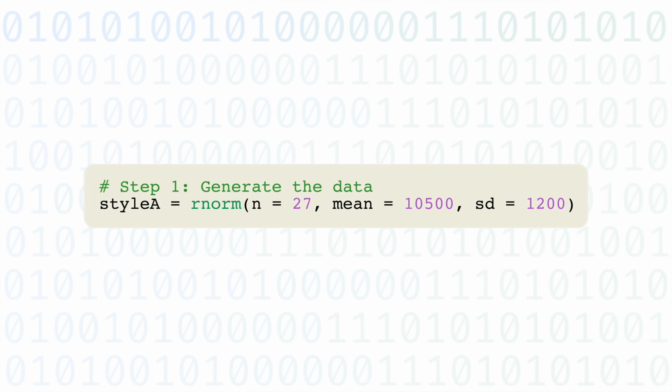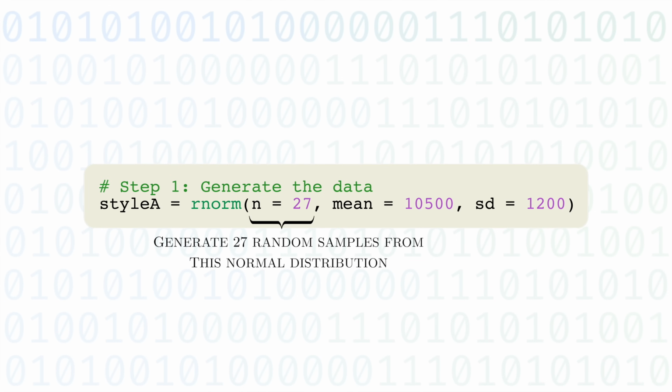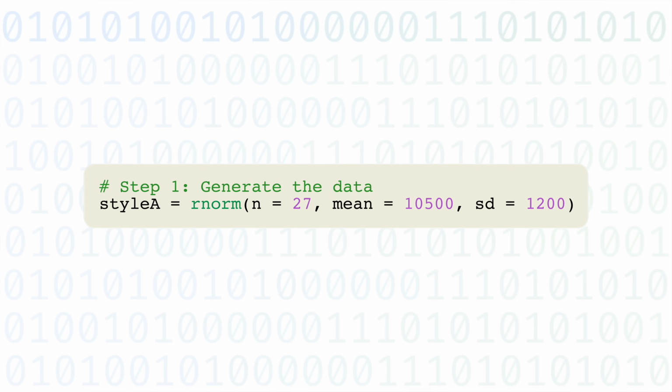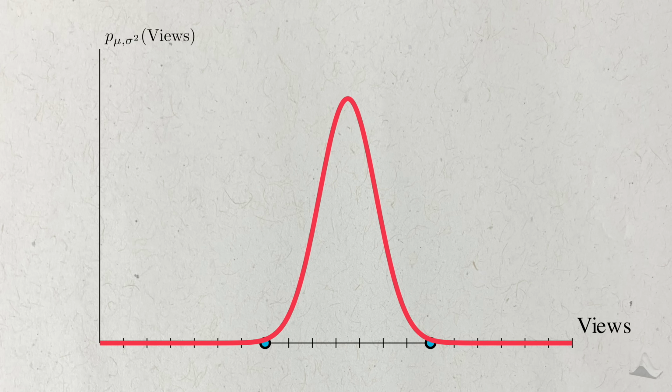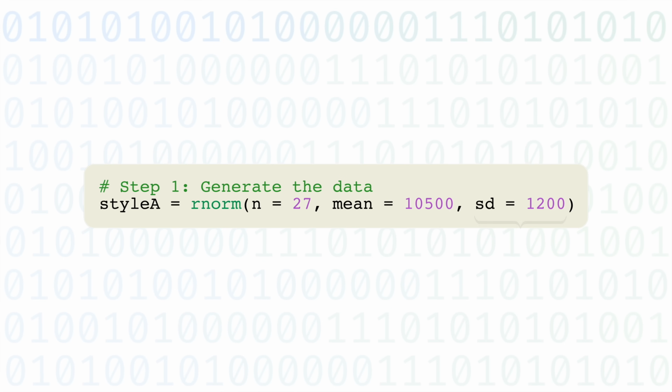I need 27 simulated values for each vector, so I just need to enter 27 for the first argument. The middle of 7 and 14K is about 10.5K, so I'll use this as the mean of the distribution. If I view 7 and 14K as the 2.5 and 97.5th percentiles of the data, then each of these values are 3 standard deviations away from 10.5K. Working out the math, this means that the standard deviation should be about 1200 views, so I'll use that.